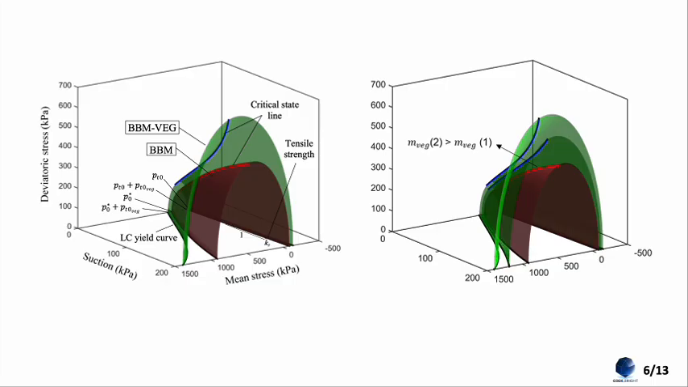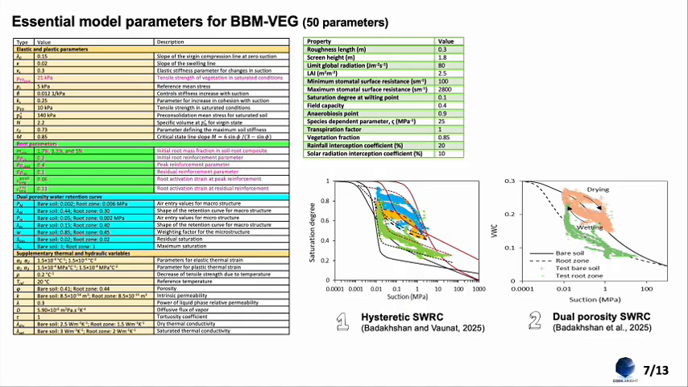And here are two failure surfaces that show how the vegetation, shown with the green failure surface, will affect the BBM. When we have more concentration of vegetation, the failure surface will also expand. And in terms of the critical state line for vegetated and non-vegetated slopes, it is very similar, but the vegetated soil has a higher critical state line.